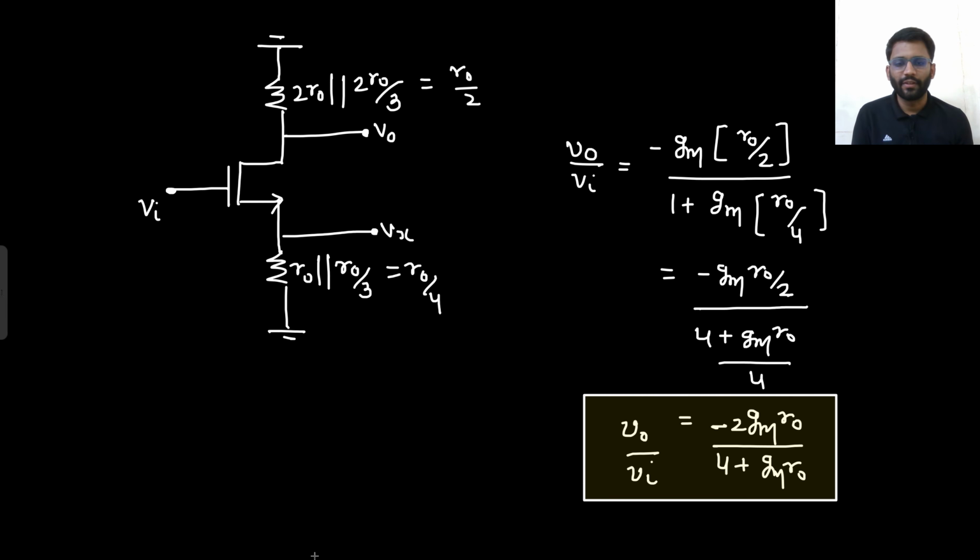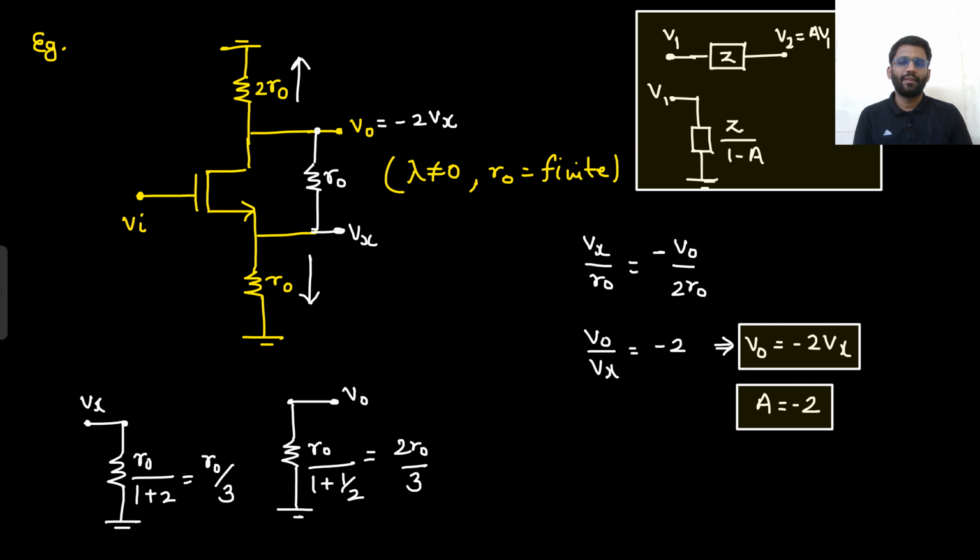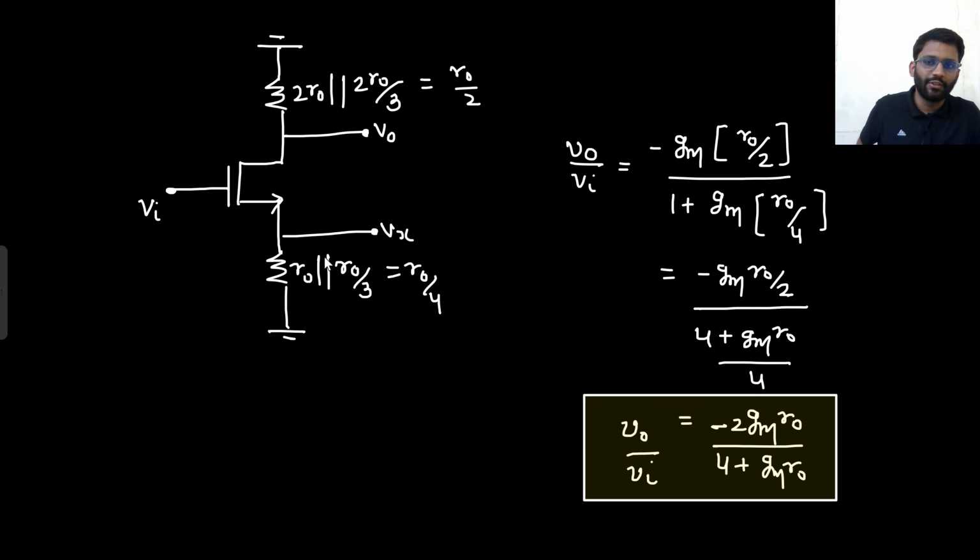Well and good. Did you understand this problem or not? What did I do here? I could have simply calculated with the other method as well by writing down the equation, but I needed to apply Miller's theorem. So I applied Miller's theorem. Vx and V naught, I could find that they are having a linear relation. That is, V naught is equal to minus 2 Vx. So from V naught to ground, I will see R naught upon 1 plus 1 by 2, so 2 R naught by 3, and from Vx to ground, I will see R naught by 3. Now the circuit is reduced like this.